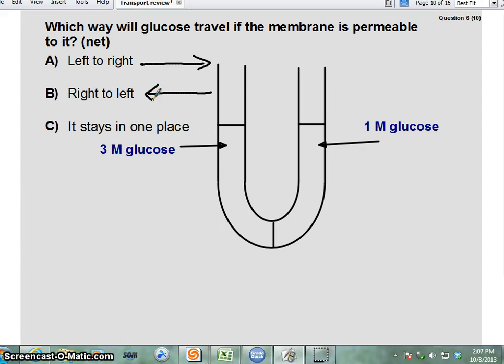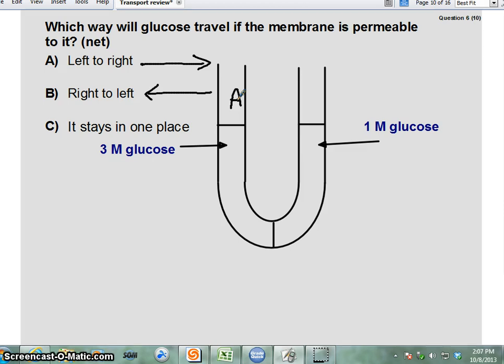Well, doesn't it go to the most negative? The correct answer is A, but all day long people are picking B. Let me tell you why. Because they weren't paying attention to what the question's asking. If you go by memorization, you memorized that water always goes towards the hypertonic side. But I'm not asking you about water. I'm asking you what the glucose is going to do. And glucose is going to go from where there's more to where there's less. That's the definition of diffusion.